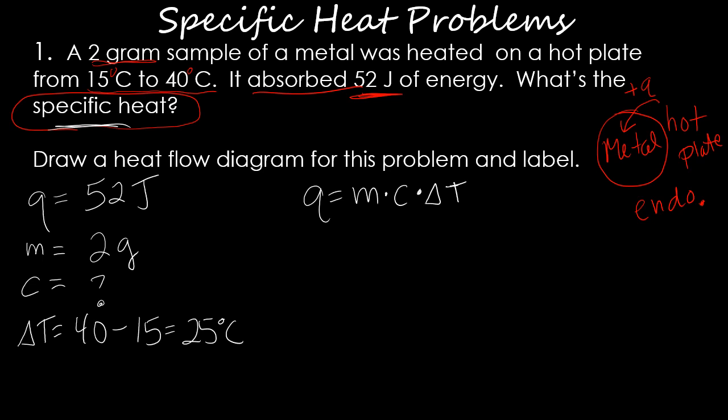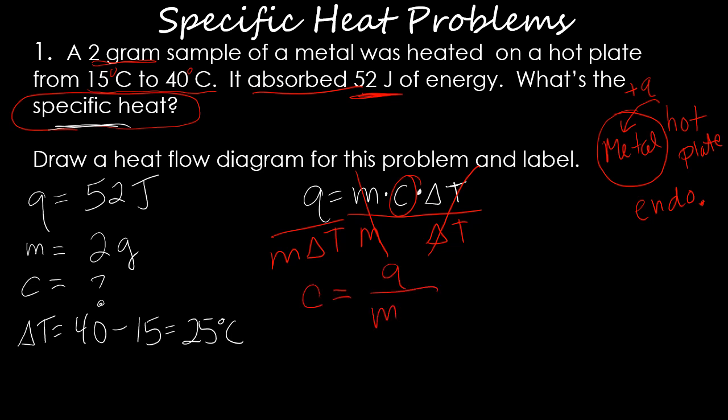So if we want to solve for C, then we need to isolate it. So we do that by doing the opposite operation on the other 2 variables. So we're multiplying them, we got to divide them. Opposite. So we're going to divide them on both sides. M and delta T are going to cancel. So our specific heat is equal to Q over M delta T. And then we can go ahead and plug in our values.